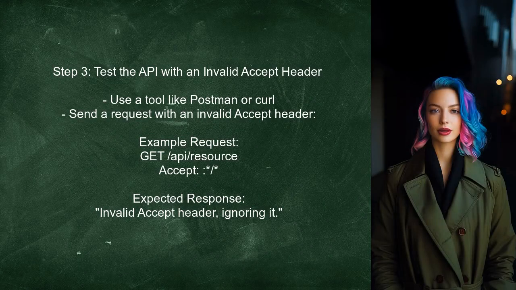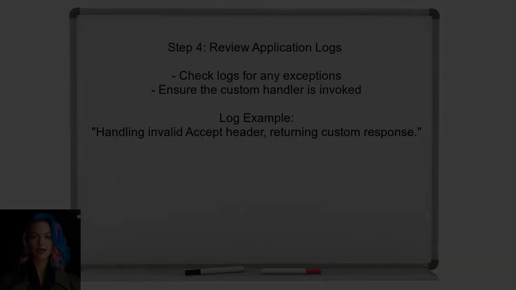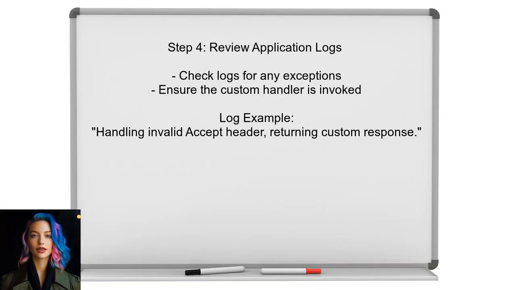After implementing the custom exception handler, the user should test the API with an invalid accept header. This will verify that the application no longer redirects to the error page and instead returns a custom response. Finally, the user should review the application logs to ensure that the custom exception handler is being triggered correctly. This will help confirm that the solution is functioning as intended.